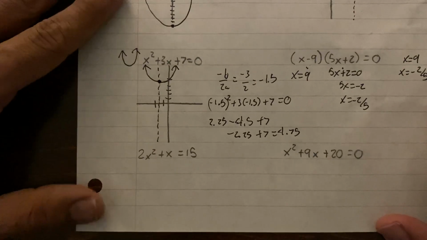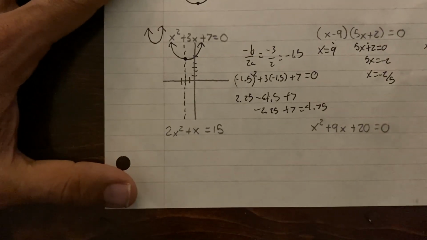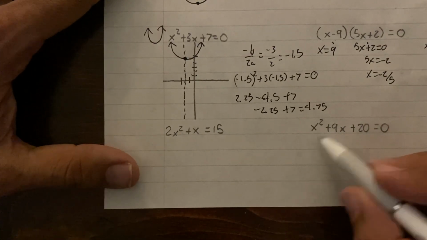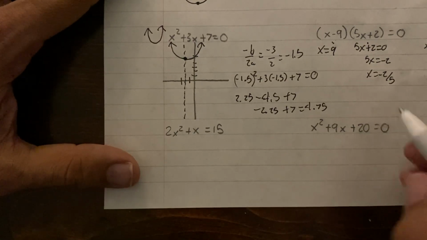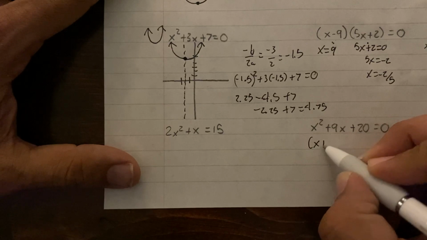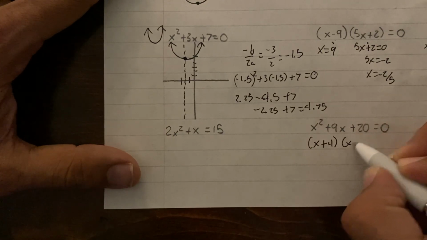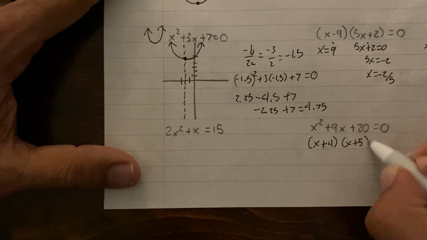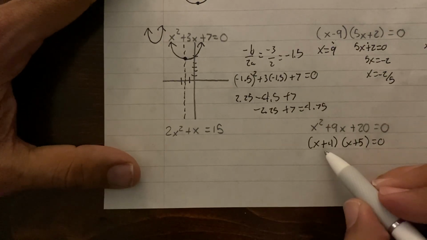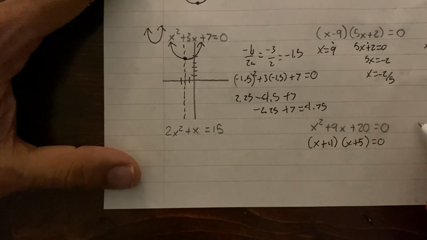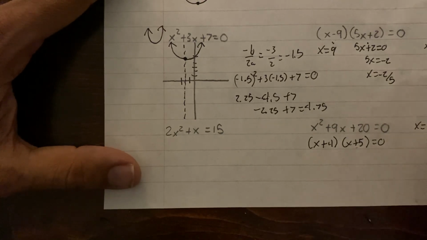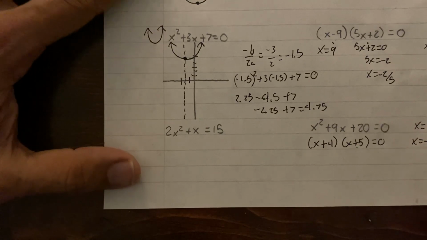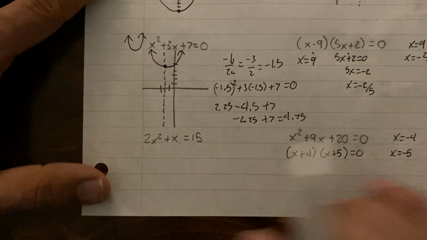All right, let's solve these two the same way here. So this one, what two numbers multiply to make 20, but when you add them, they make 9? 4 and 5. So this is going to make x plus 4 and x plus 5 equals 0. Now, when is this going to equal 0? When x equals negative 4. When is this going to equal 0? When x equals negative 5. And that's done.